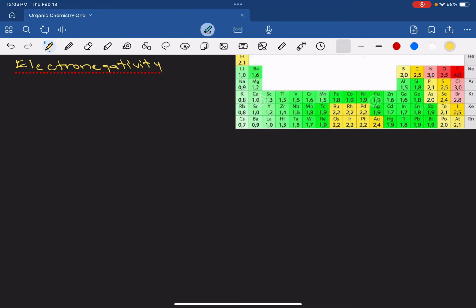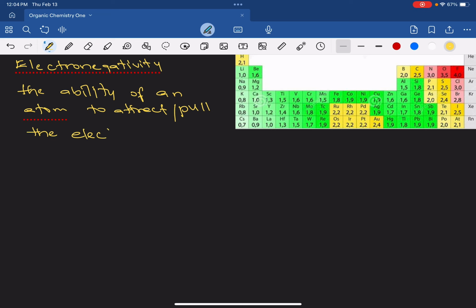Electronegativity is the ability of an atom to attract or pull the electrons it shares with another atom towards itself.